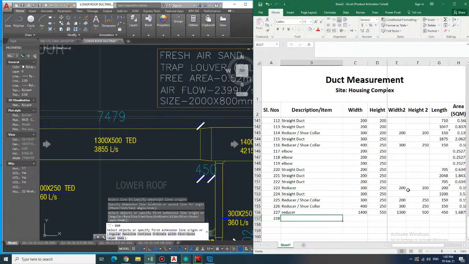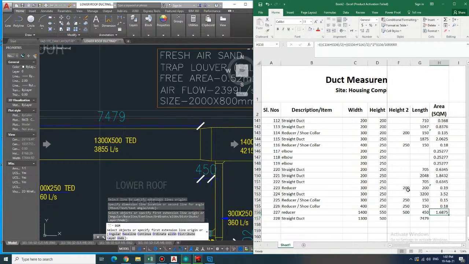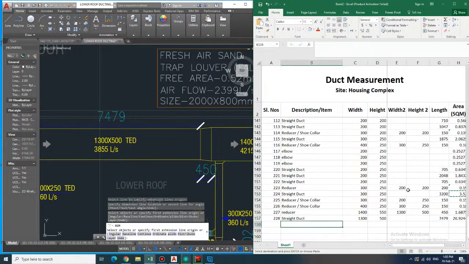228. 1300 by 500 straight duct. The length will be 7479. We'll apply the straight duct equation here. We'll get 26.92 square meter. So we'll go on.